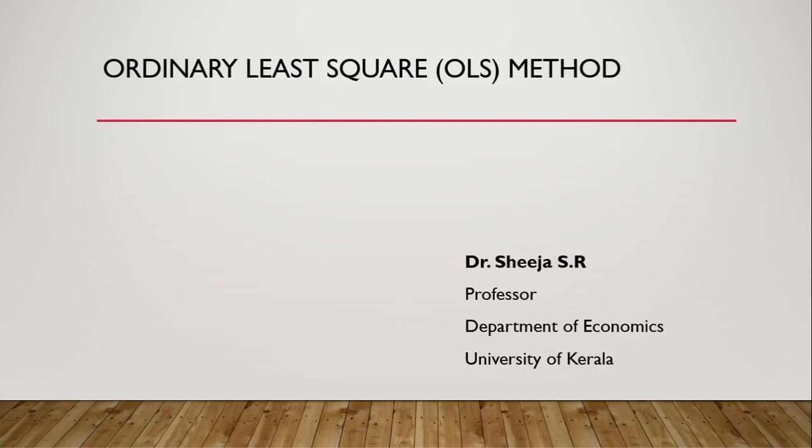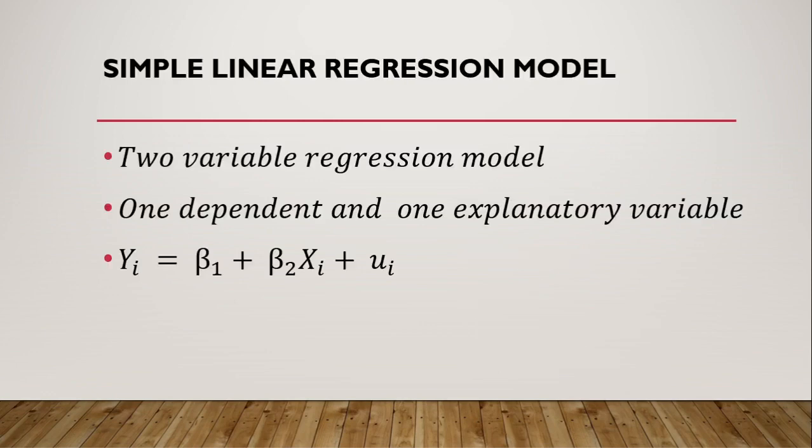In this session, we are going to examine the ordinary least square method, which is an important method of estimation of the regression model. Here we are considering a simple linear regression model. In a simple linear regression model, there are only two variables. One variable is the dependent variable and the other variable is the independent or explanatory variable.